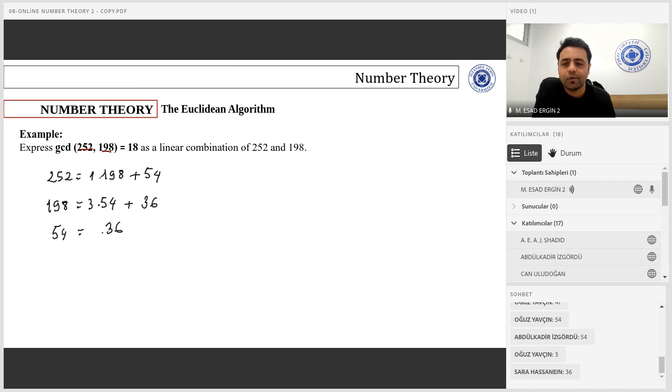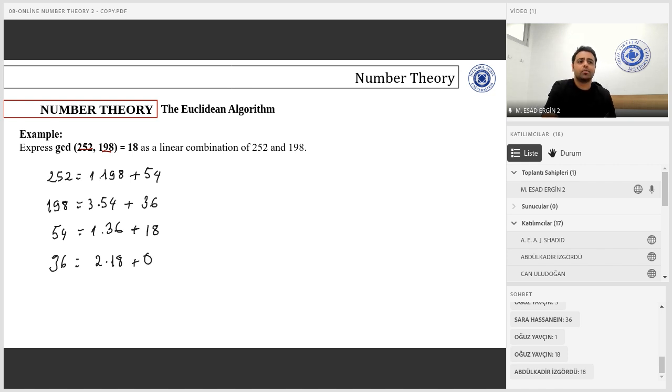How many times do I have 36 inside of this one? It's 1. What is the remainder here? It's 18, I guess, right? Yes. So it is 36, and we have 2 times 18 plus 0. So in our solution, we can say that it's 18. Of course, it is already given.